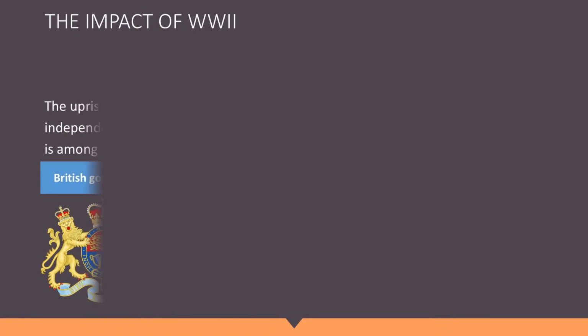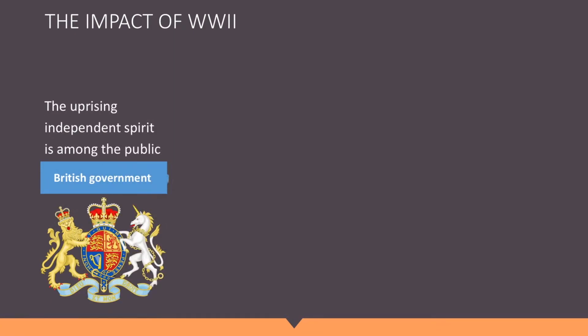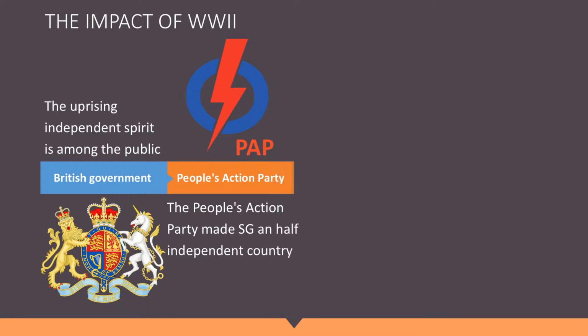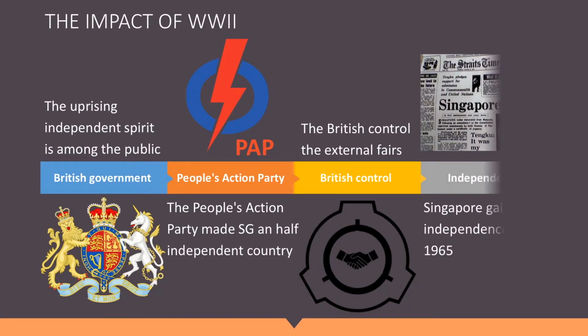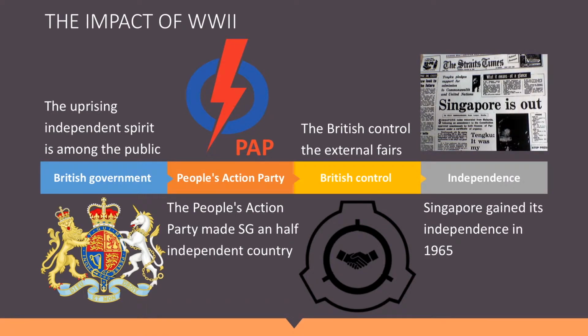Although the British government tried to control the situation, the uprising independent spirit is among the public. In 1959, the People's Action Party won a landslide victory and made Singapore a half-independent country with its own commonwealth. It is not fully independent because the British can control the external affairs such as military and foreign relations. And through several years of struggle, Singapore finally gained its independence in 1965.